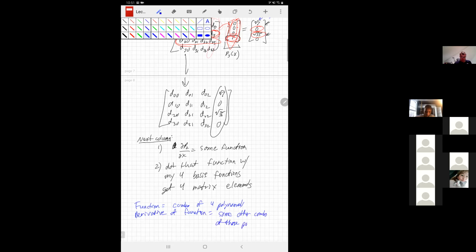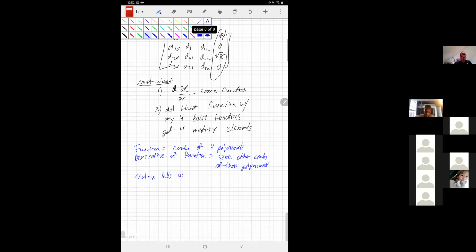All right. The matrix tells us, or represents, the process of going from the 4 polynomials in the function to some new combo of polynomials. Does that make sense?